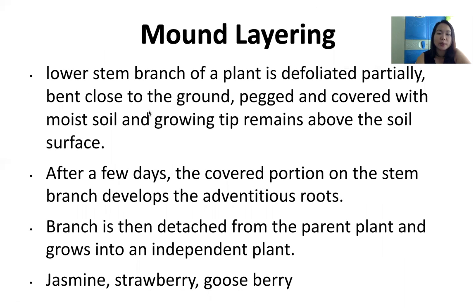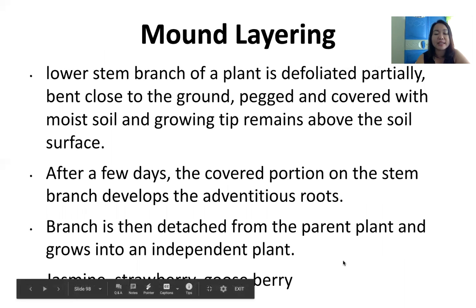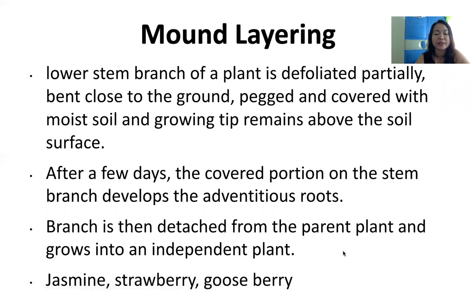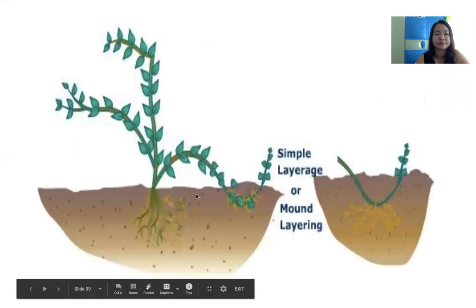And we have mound or simple layering, where you use a lower stem branch of a plant, partially defoliated and bent close to the ground, pegged and covered with moist soil, with the growing tip remaining above the soil surface. After a few days, the covered portion of the branch develops adventitious roots, and the branch is then detached from the parent plant and grows into an independent plant. Examples are jasmine, strawberry, and gooseberry. So this is the simple layering or mound layering example.